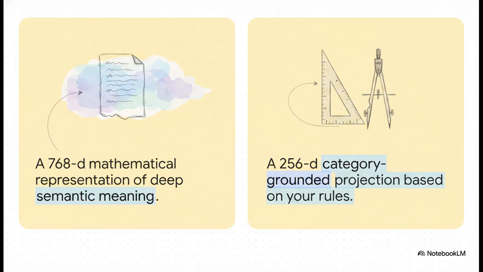But over on the right, we have prismrag's secret weapon, the personal vector. This is a 256-dimensional, category-grounded projection based entirely on those exact rules we just built. Having both is honestly like giving a document a highly nuanced meaning coordinate plus a strict, unbendable topic label. This dual system gives you that deep meaning while ruthlessly enforcing category discipline, so your risk chunks literally never bleed into your growth chunks.